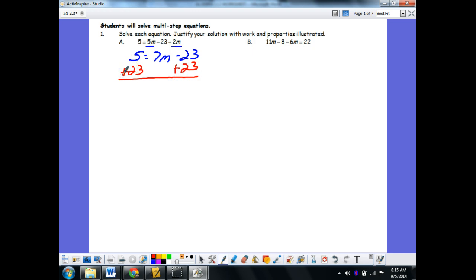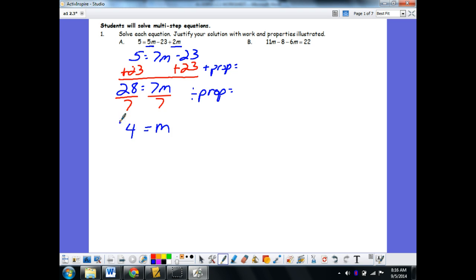So here's a two-step equation. We add the 23. That is the addition property of equality. And we have 28 is equal to 7m. Then to move the 7, we divide both sides by 7, and that is the division property of equality. And finally, when we simplify, our answer is 4.